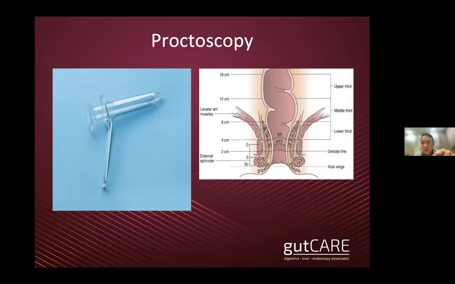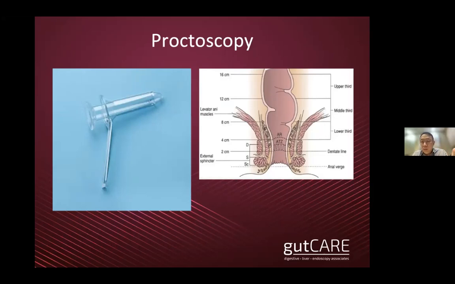And make sure that the scope doesn't get pushed out by the strong anal tone, so that you can see properly, right? And the place to see is between 4 cm and 2 cm. So you kind of know how far you insert. Between 4 cm and 2 cm is where you see the internal hemorrhoids. About 2 cm is where you see the dentate line, and then you just slowly withdraw. So the key is to do it very slowly.